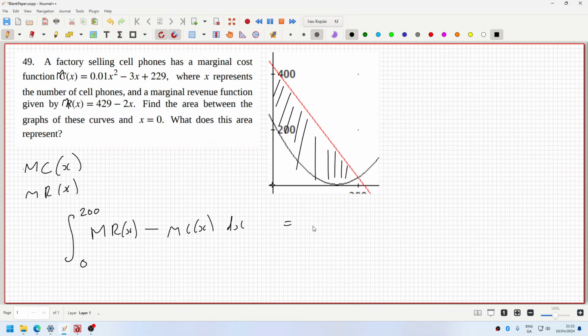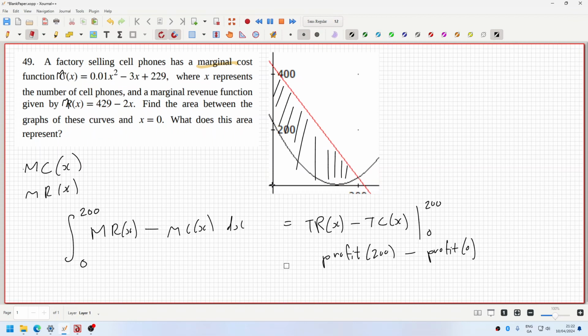When you integrate marginal cost, your marginal revenue, you actually get the total revenue. It's an economic definition. Marginal means derivative. That's what the word marginal means here. So to speak roughly, that would be total revenue minus total cost, 0 to 200. So total revenue minus total cost, that's profit at 200 minus the profit at 0.